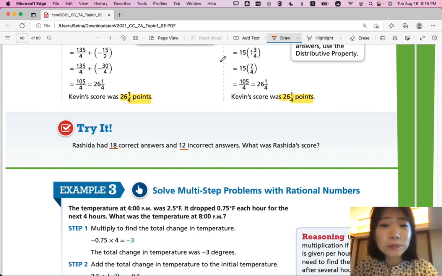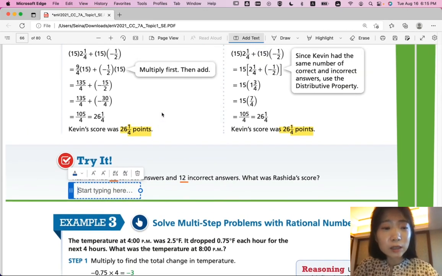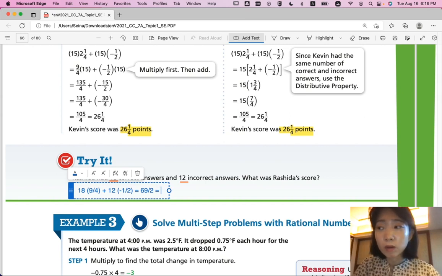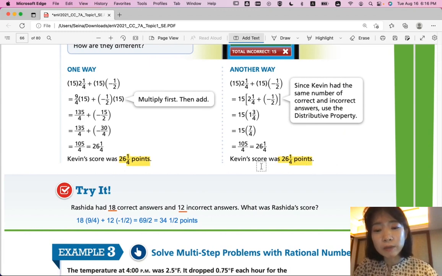Okay, are you ready? So, what did you get? 18 times 9/4 plus 12 times -1.5 should equal 69/2, or 34.5 points. Okay, so Rashida got a higher score than Kevin did.